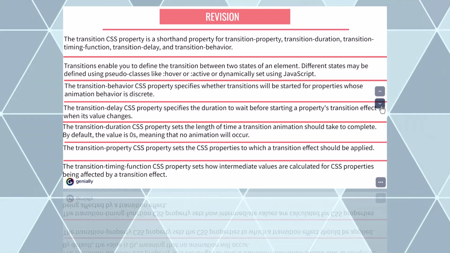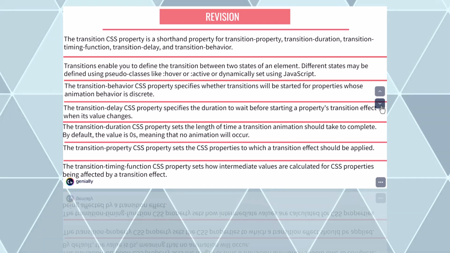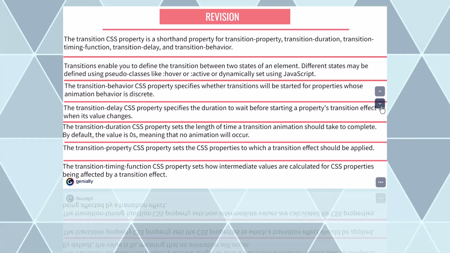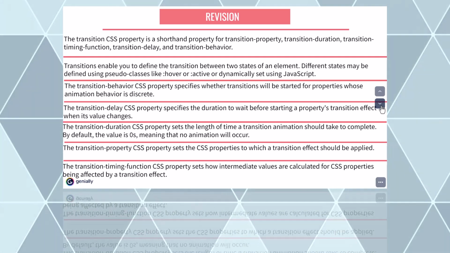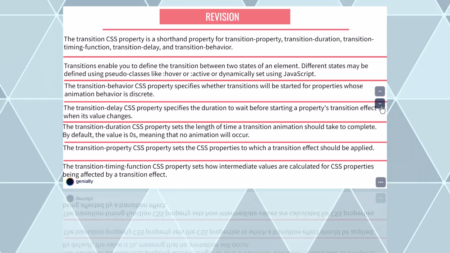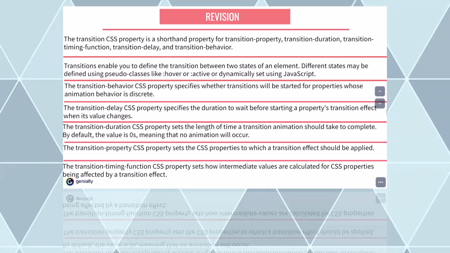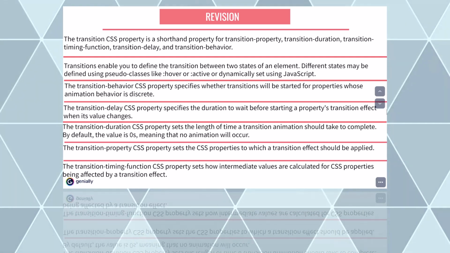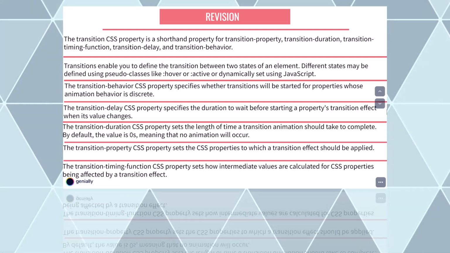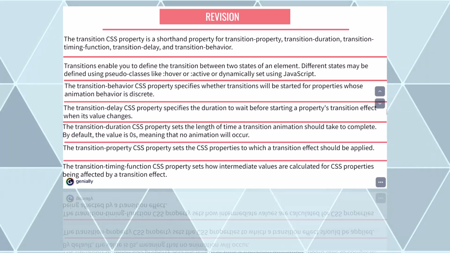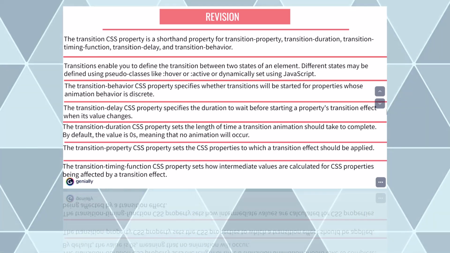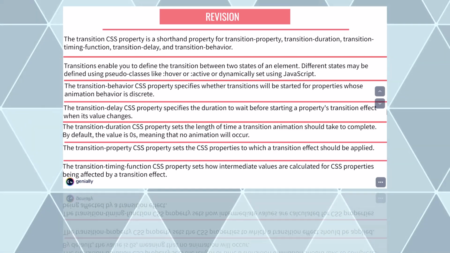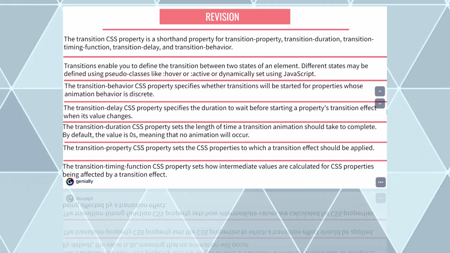So the transition behavior CSS property specifies whether the transition will be started for properties whose animation behavior is discrete. Again, it's telling us what I was saying earlier, that transitions are animations, but they have to be triggered, like using different states, like on hover, like on active. They are animation, but they have to be triggered, right?